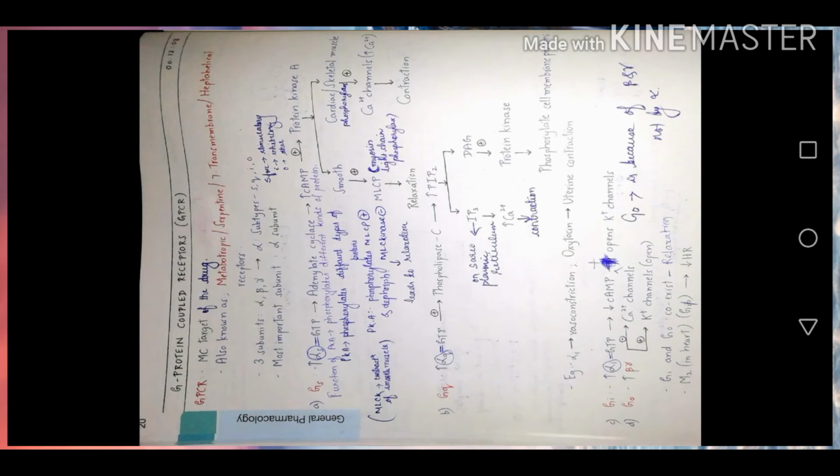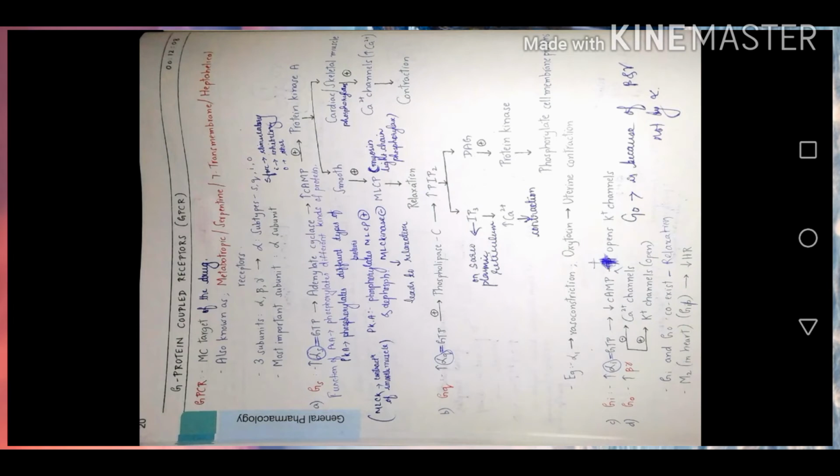Based on the function of the protein kinase A, we have divided the protein kinase activity into smooth muscle, and again it has effect on the cardiac and the skeletal muscle. Okay. So I am just trying to explain to you. Please try to focus and understand this topic.